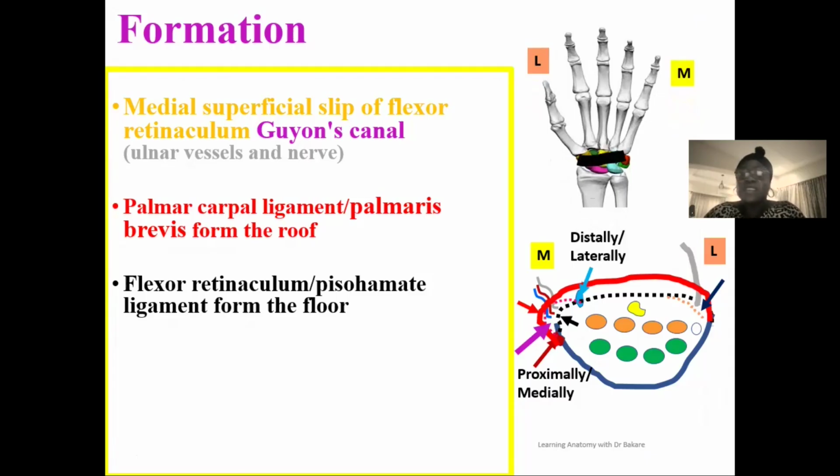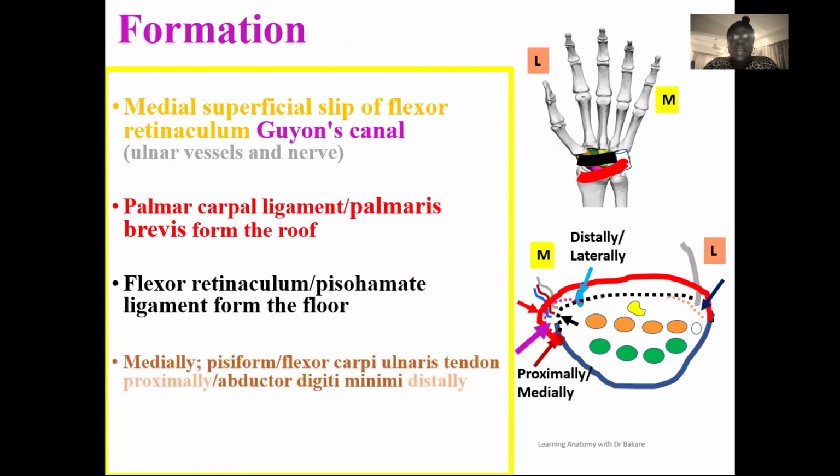This is where we have the flexor retinaculum highlighted in black. And on the medial side, we have a superficial extension of the flexor retinaculum. And this is what creates the Guyon's canal. More superficially and proximally to the flexor retinaculum is where we have the palmar carpal ligament. And this is what is highlighted here in red. So at this point, you see that the palmar carpal ligament is creating the roof over the Guyon's canal, while the flexor retinaculum that is highlighted here in black is creating the floor for this canal.